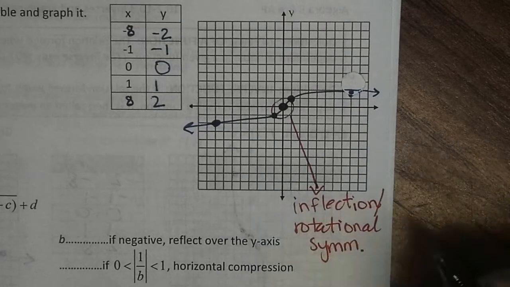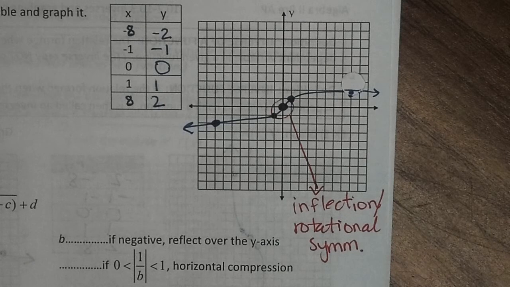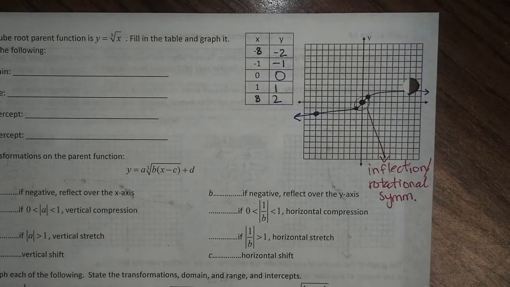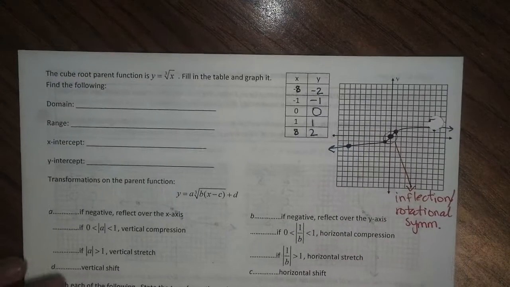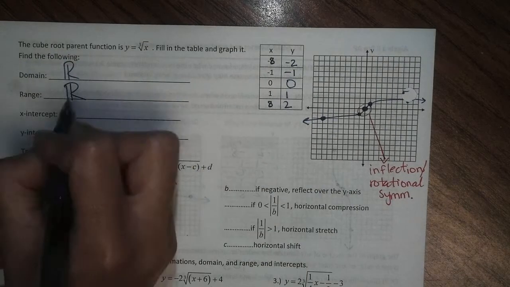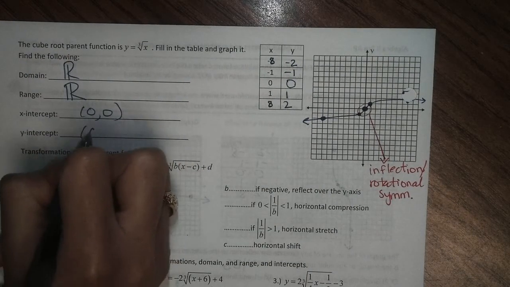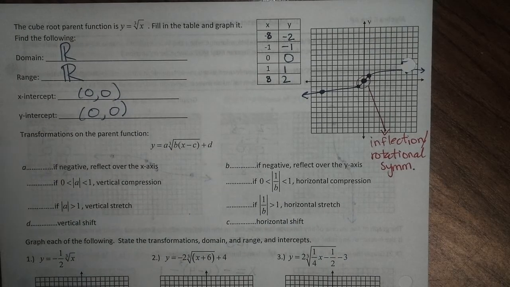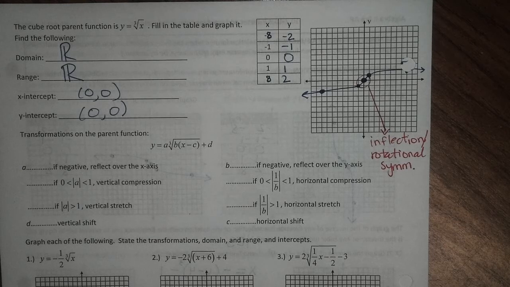Okay, so let's answer some questions about the parent. The domain and the range should be all real numbers. So, yeah. Domain, range, all real numbers. The intercept is 0, 0. And now let me show you how to do a couple of these graphs. Now I need you to practice graphing some of the cube roots down here, numbers 1, 2, and 3. Let me just do number 1 all the way, and then you can try 2 and 3.